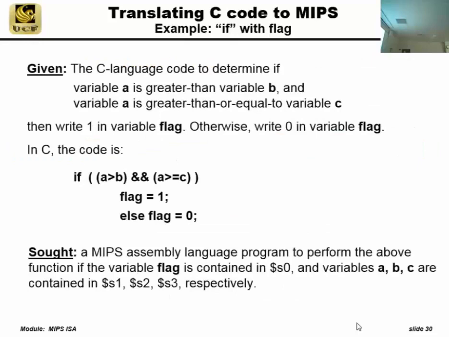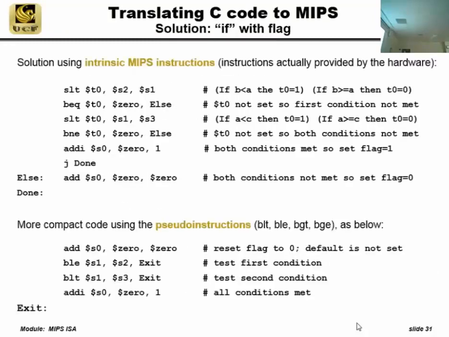So that was flag. We set flag equal to 1 if both conditions are met, which is what we said we wanted to do. Else, we jump over the setting to 0, right? After we did that, we jump. So if we got to this statement, it meant that one or both of the conditions were not met, so you set the flag to 0.